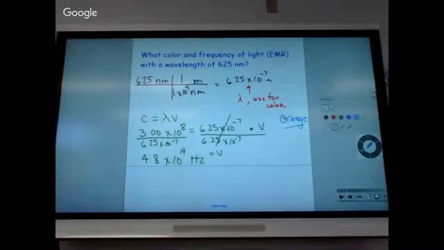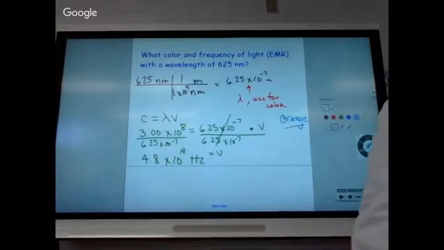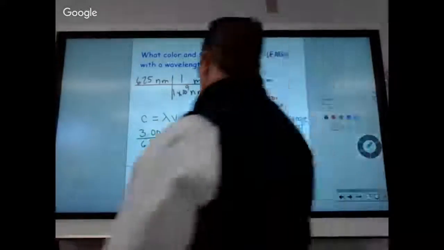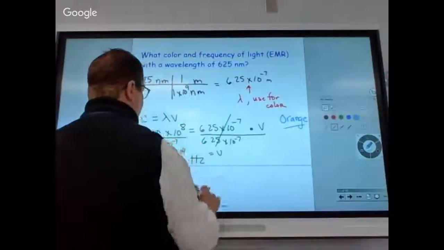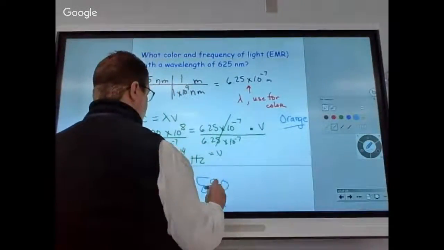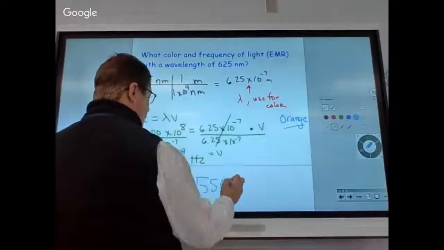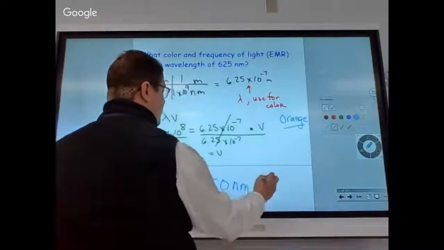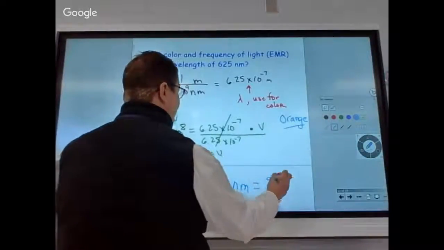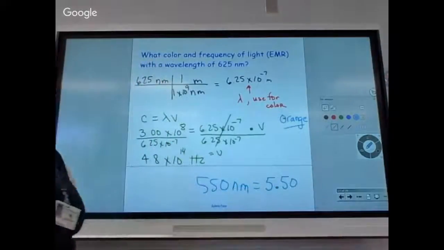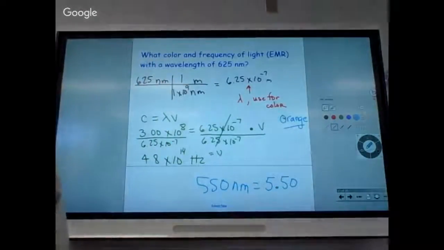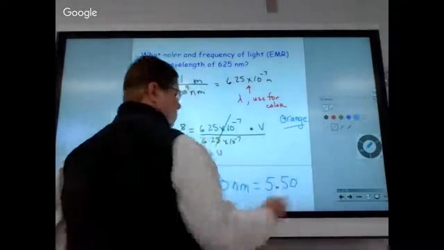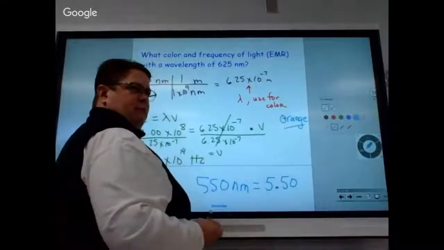Okay, so let's say for a second that all I ask is color. You don't actually have to draw a T-chart. Suppose I tell you you have 550 nanometers. You just look it up. All you have to do is change that to 5.50, and you've got what you need to find it on the chart. You don't actually have to draw the T-chart to get just the color, okay?